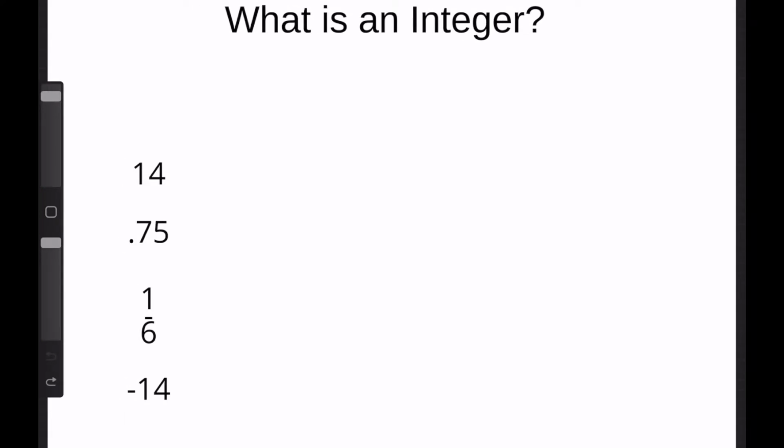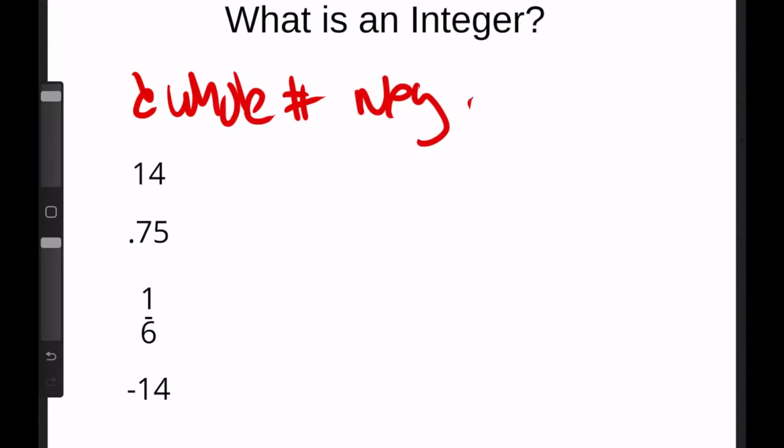What is an integer? Well, an integer is a whole number, negative or positive. So when we look at the numbers below, we're only looking for numbers that are whole numbers, that aren't a portion of something, that aren't a fraction of something, that aren't a decimal of something. The number has to be whole.